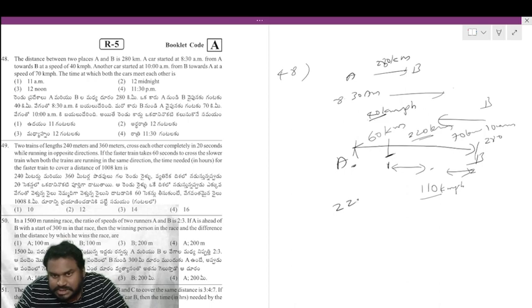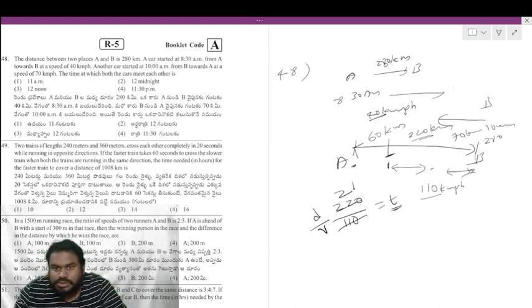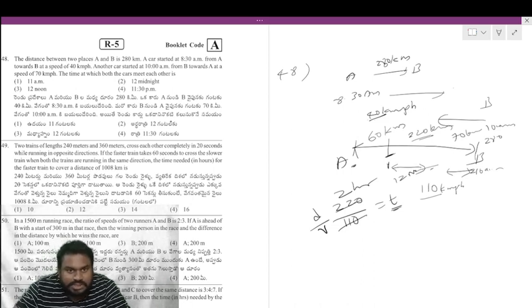Now, total distance, 220, by total speed is equal to time. So distance by velocity is nothing but time. In 2 hours, they'll meet. But they're starting at 10 a.m., so obviously at 12 noon they'll meet. The answer is 12 noon. So afternoon, because they're starting at 10 a.m., afternoon at 12 o'clock they'll meet.